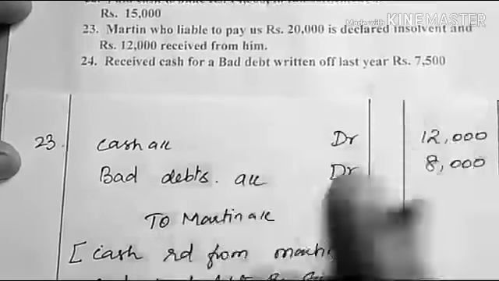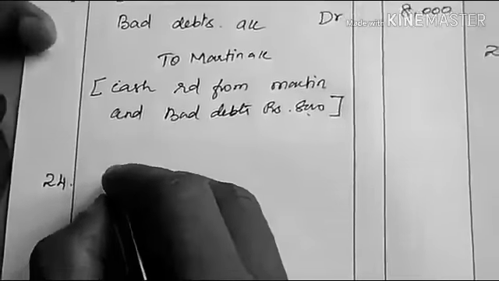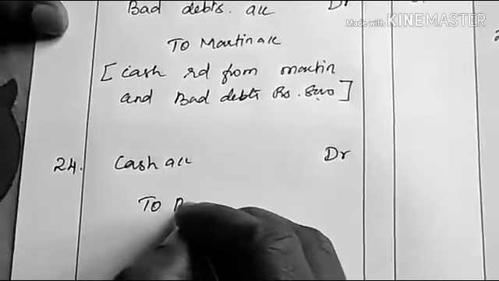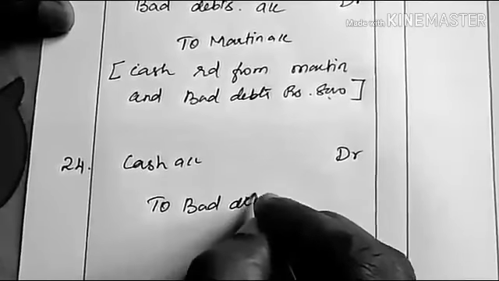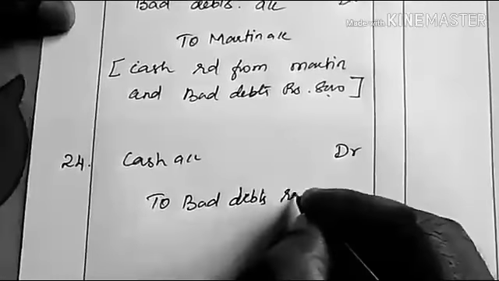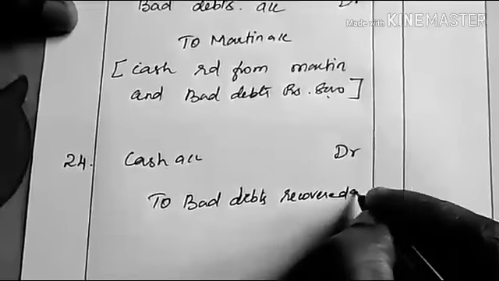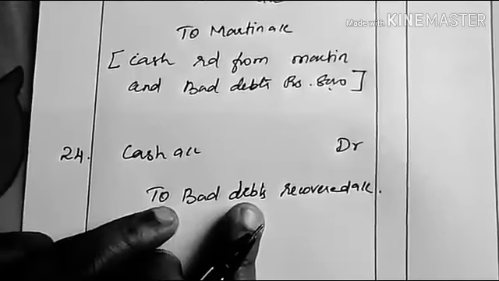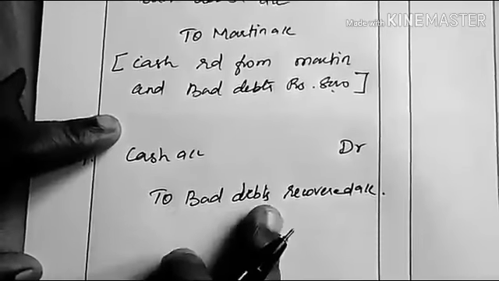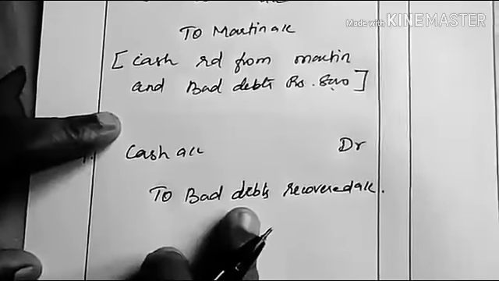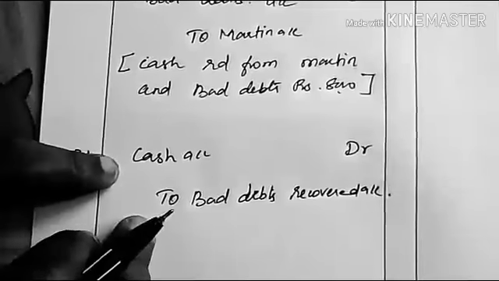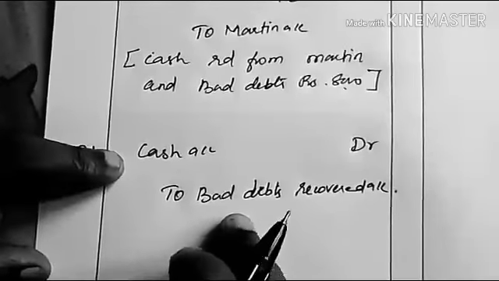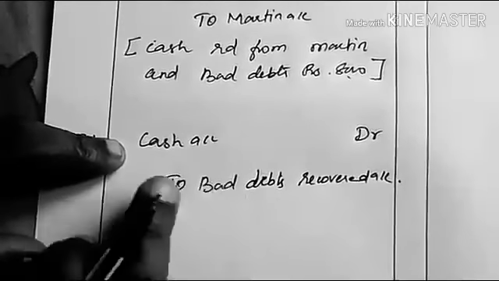So the entry for this transaction: the bad debt is recovered, no. So you have received cash. So what is the entry for this? You have received cash, cash comes in. Cash account debit to bad debts recovered account. Okay, so last year you have written off. Last year you entered this transaction on the debit side. Why? Because bad debt is a permanent loss. So this is recorded on the debit side. But this year you have recovered the amount which is already written off. So when you receive any bad debts recovered, it will be credited.